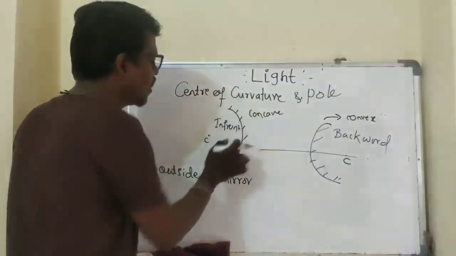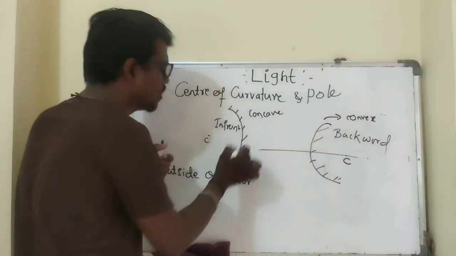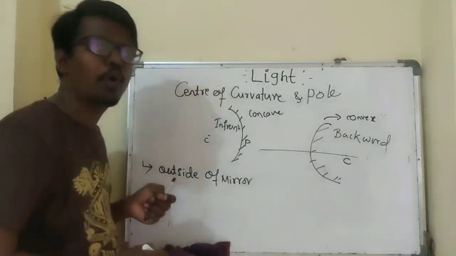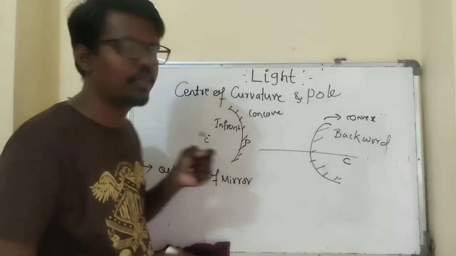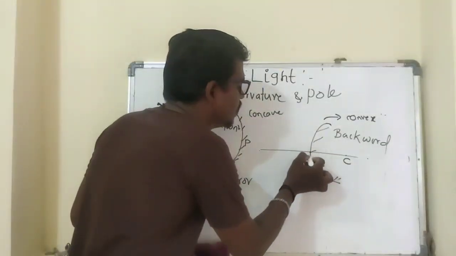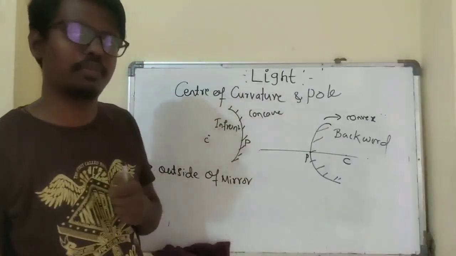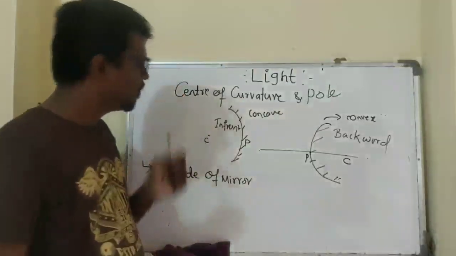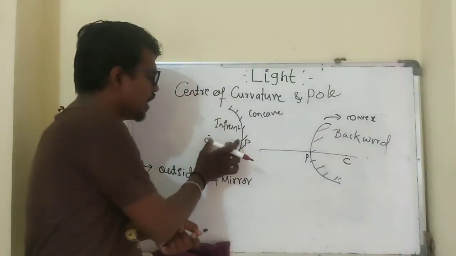Okay, this is the mirror. If I make a point here, this point will be the midpoint of a mirror. That midpoint of a mirror is called the pole of the mirror. This is the midpoint of the mirror, and this is the pole of the convex mirror. Now, have you seen these two points?